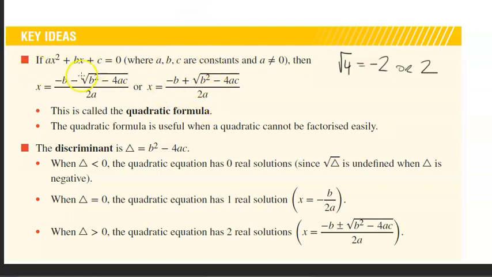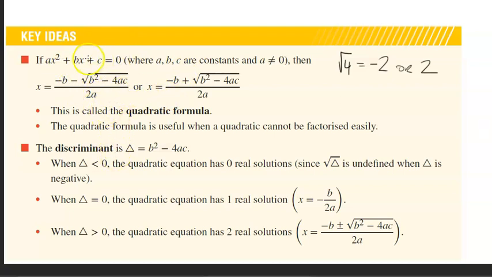So this is called the quadratic formula. Now the quadratic formula is useful when a quadratic cannot be factorized easily. In fact, even if a quadratic can be factorized easily, it's still pretty cool to use this handy formula, because all you got to give me is A, B, and C, and it can just be spat right into here.